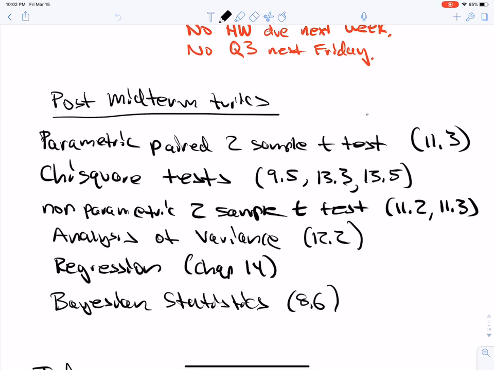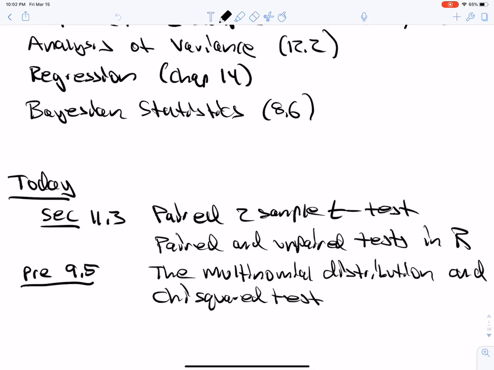We're going to do parametric paired two-sample t-test, chi-square test, non-parametric two-sample t-test, analysis of variance, regression, both simple and multiple, and also Bayesian statistics. So still lots to do, but we're done with the midterm. Yahoo! So today we're going to do a paired two-sample t-test, paired and unpaired tests in R.